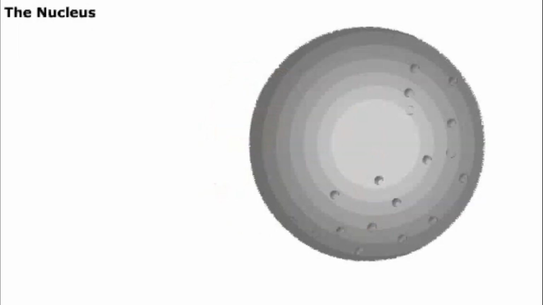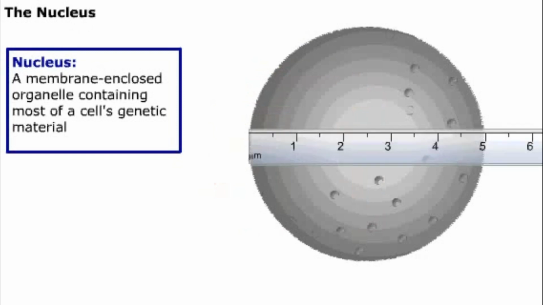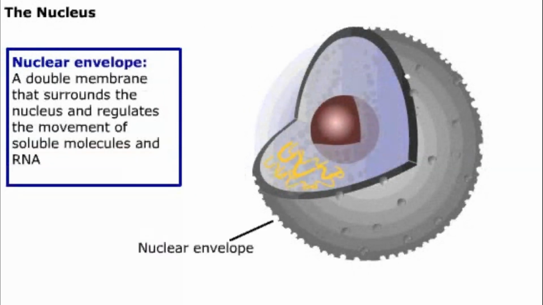Most eukaryotic cells have a nucleus containing most of the cell's DNA. The nucleus is about 5 micrometers in diameter, making it the largest organelle in eukaryotes. The nucleus is surrounded by an inner and an outer membrane, which together make up the nuclear envelope. Pores in the nuclear envelope allow RNA and small water-soluble molecules to enter or leave the nucleus.